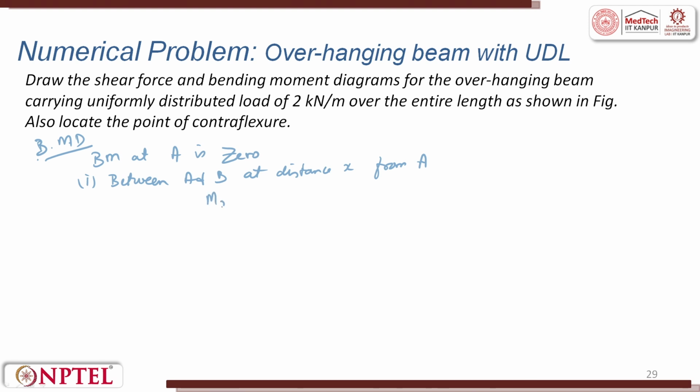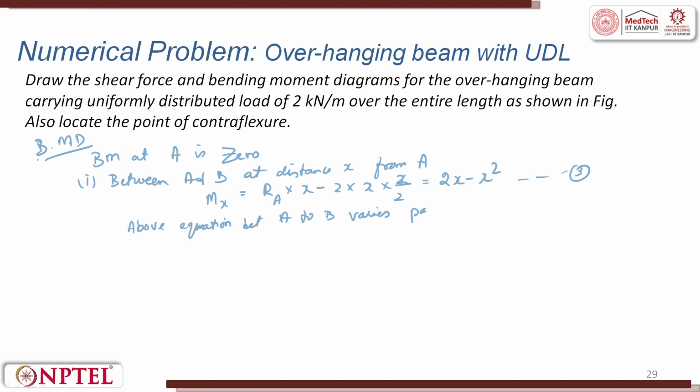Okay, so, that is nothing but moment of x is equal to R A into x minus 2 into x by 2, which is 2x minus x square. So, now the above equation, whatever equation is there, so this becomes 3. So, the above equation between A to B varies parabolically, right.